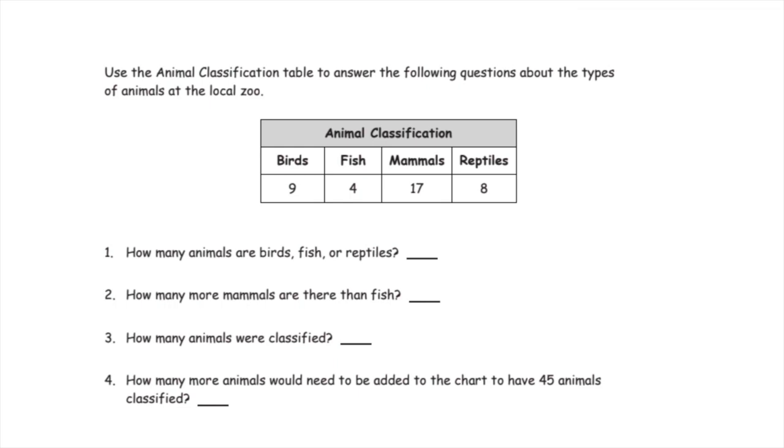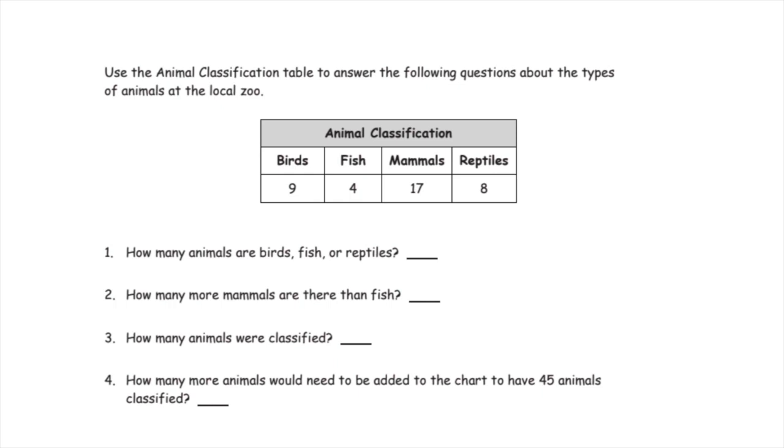To practice this, we are going to try to do this chart on your own. The directions say, use the animal classification table to answer the following questions about the types of animals at the local zoo. In the table, you see how many there are of each animal at the zoo. Birds, fish, mammals, reptiles.